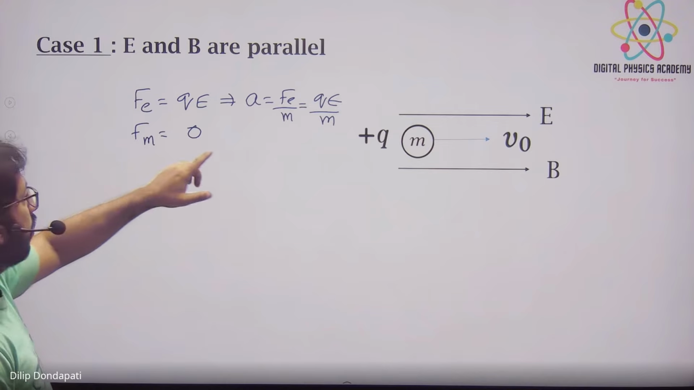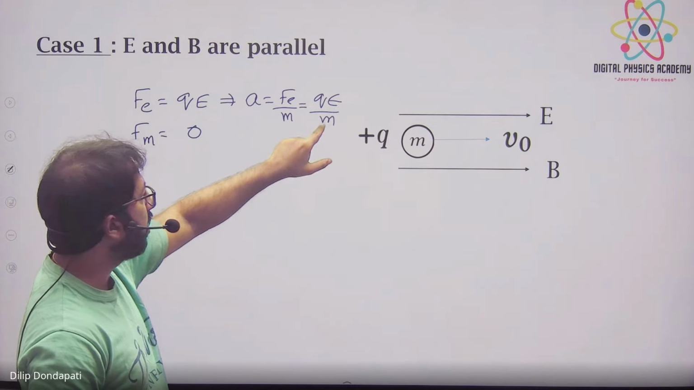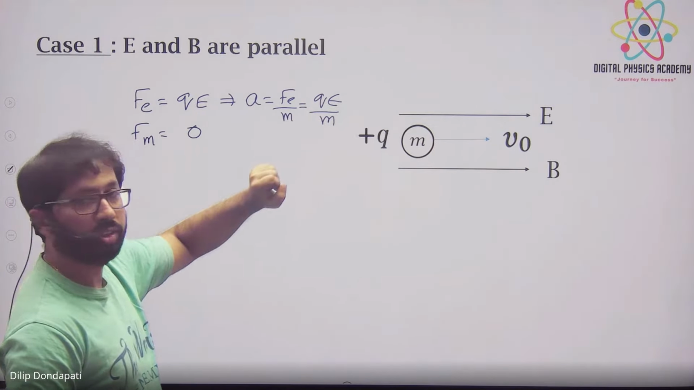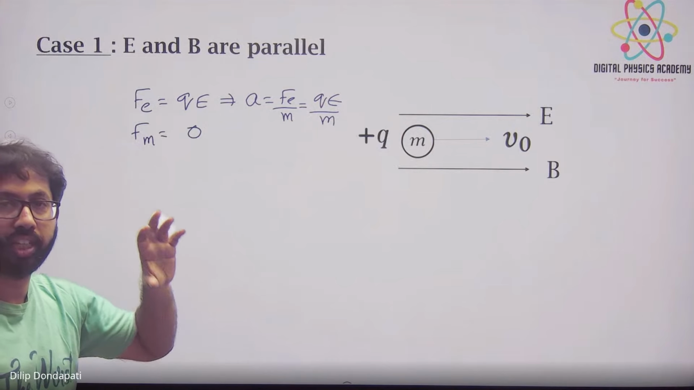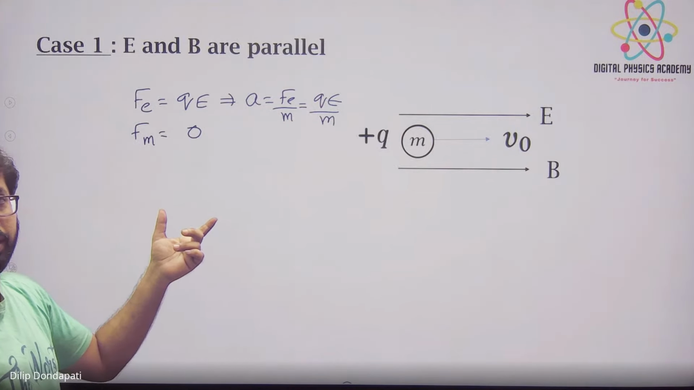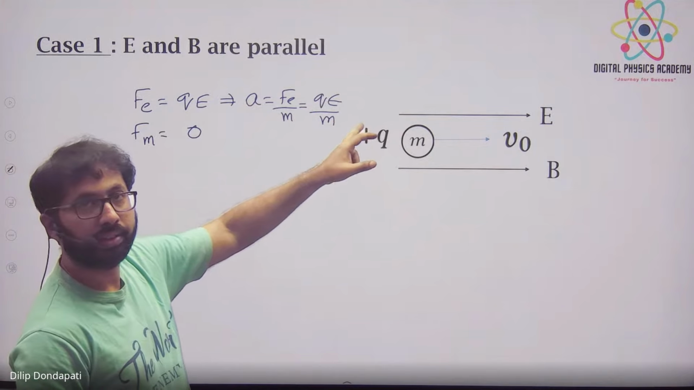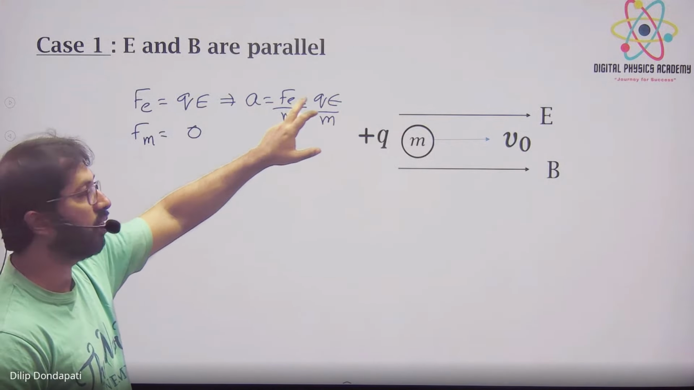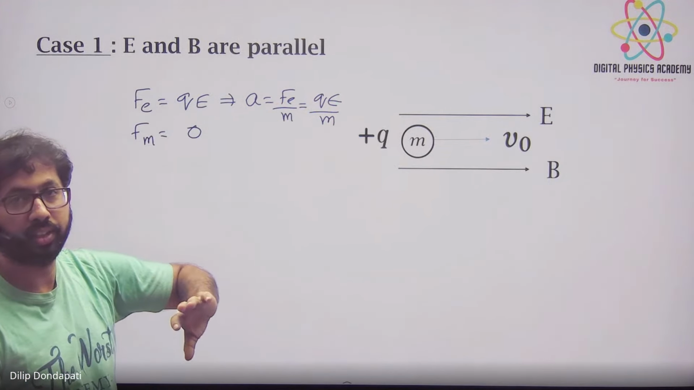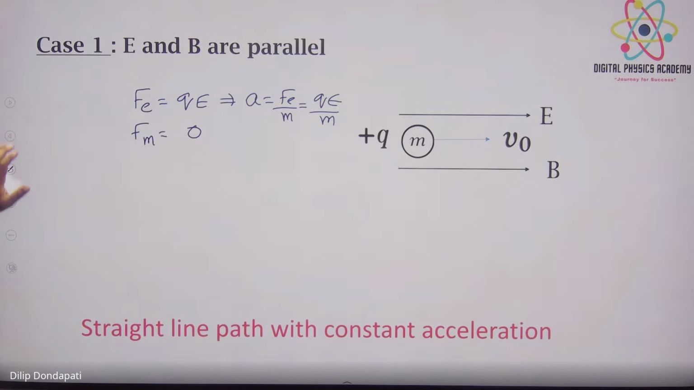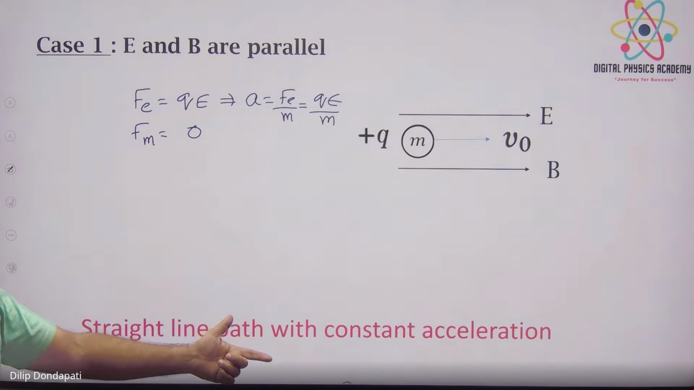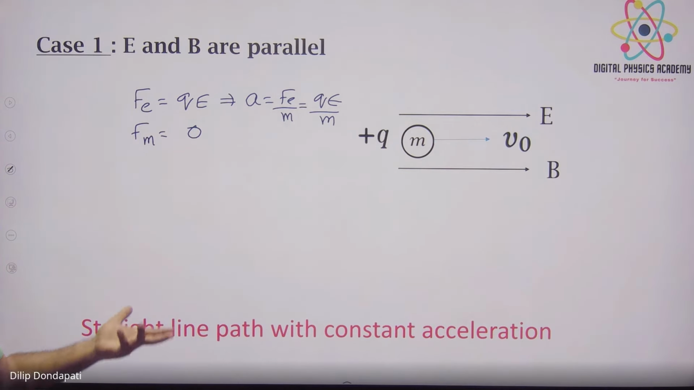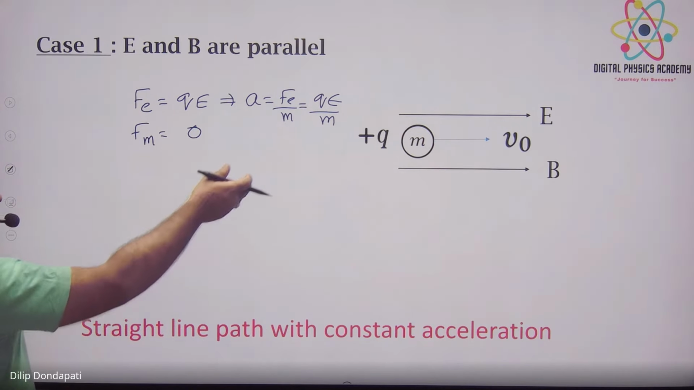देखो electric field is constant, mass of electron is constant, charge is constant. It will move with a constant acceleration, variable acceleration, the particle? Tell me. Q constant है, E constant है, m constant है, acceleration is constant. So it will move with a constant acceleration, right? That means I can tell straight line path with constant acceleration.